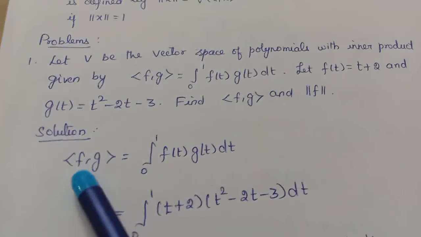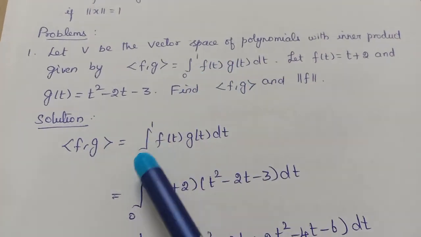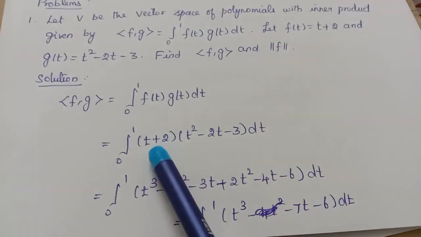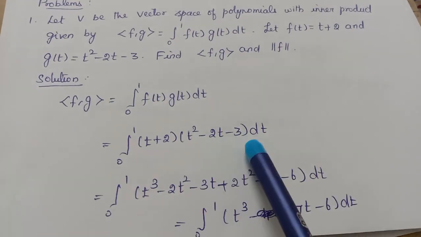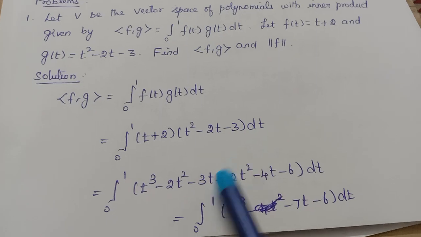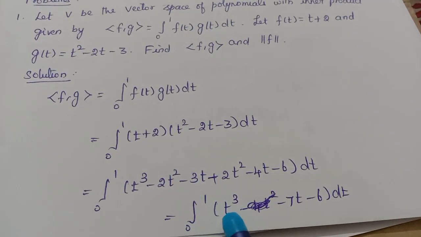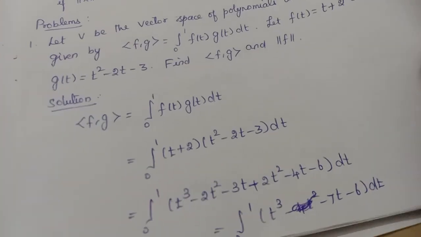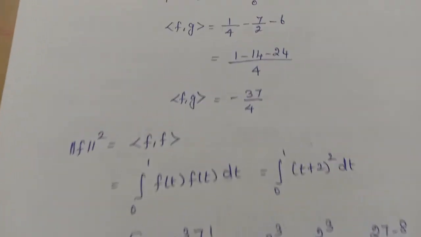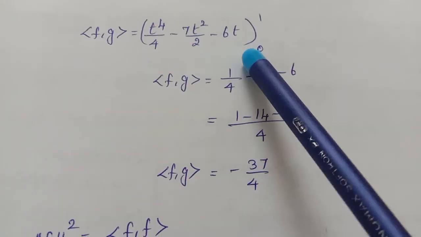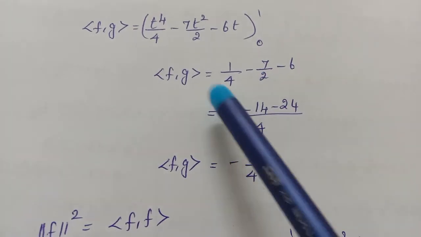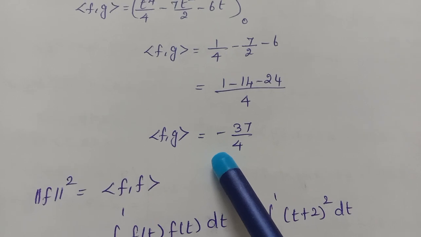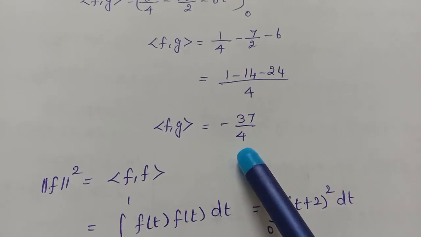So the inner product of f, g equal to, what's the definition? Integral 0 to 1 of f of t into g of t dt. Substitute the values: t plus 2 into t square minus 2t minus 3 into dt. Now you multiply, and the product is simply t cube minus 7t minus 6 into dt. So what is the integration? t power 4 by 4 minus 7t square by 2 minus 6t within the limit 0 to 1. After applying the limit I get the inner product of f, g equal to minus 37 by 4.